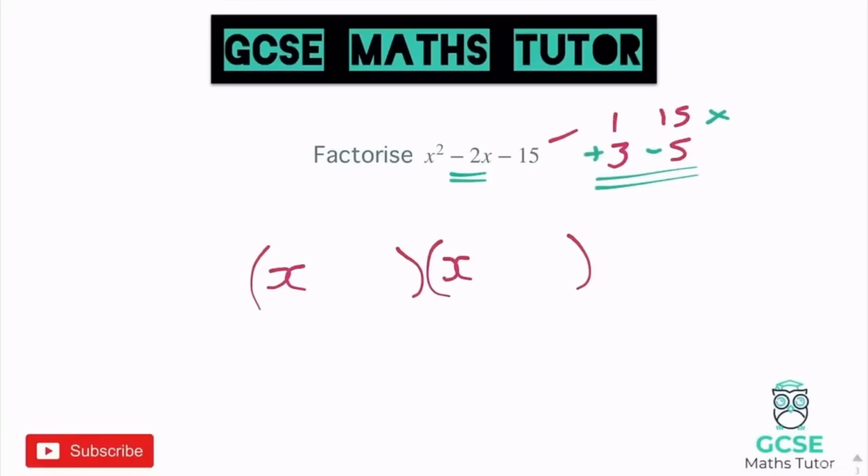So I just need to stick those numbers in, +3 -5. And when you've got this option with the positive and the negative, do make sure that you double check, thinking to yourself in your head, +3 take away 5, does that definitely make -2? Yes, it does. So we're happy with that one.